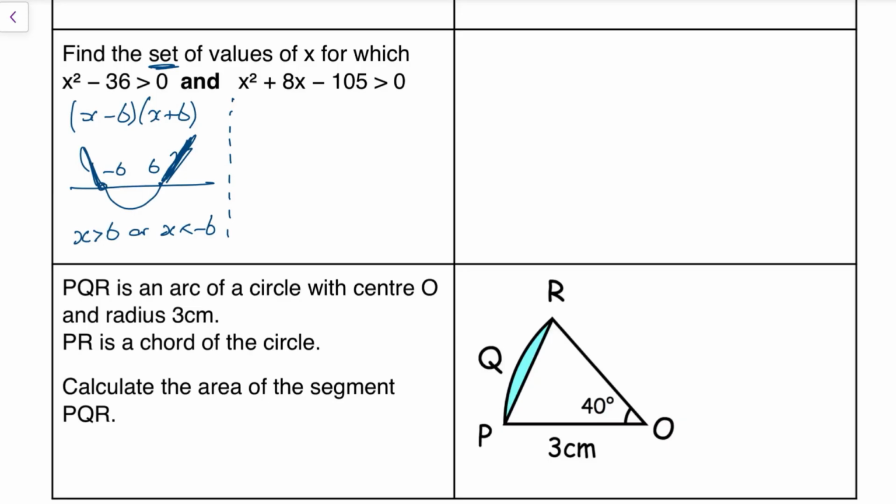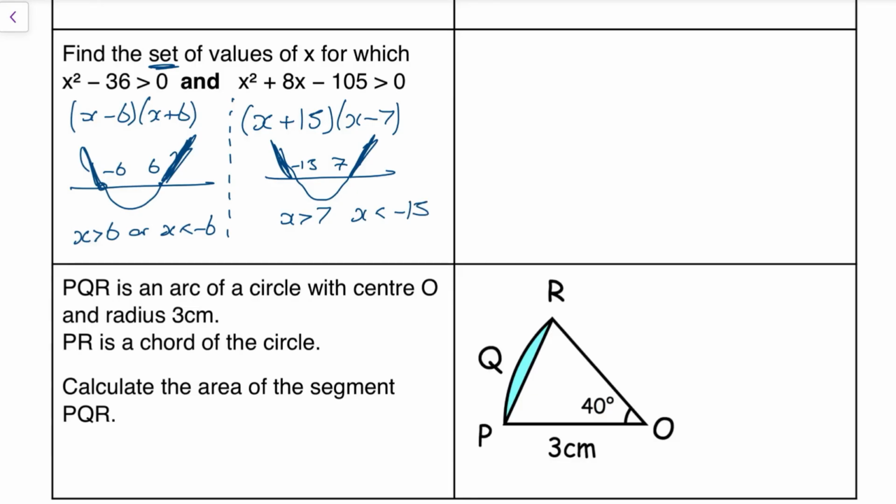This one, does it factorize? I think it probably does, doesn't it? I think, again, it's 105, which we've seen before. So this one factorizes down to, it's 15 and 7, isn't it? 15, 7, 30, yeah, 15 and 7. So that's going to be x plus 15, because I want plus 8, x minus 7, which means on my little graph again, I've got minus 15 here and 7 here. And I want all values that are greater, so therefore x is going to be greater than 7, or x is less than minus 15.